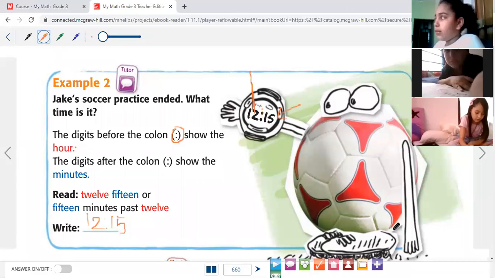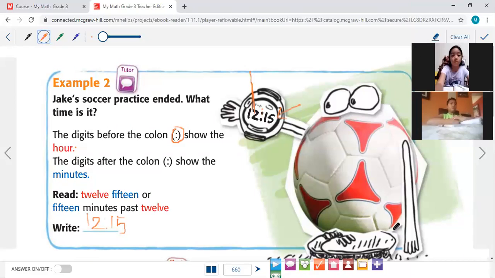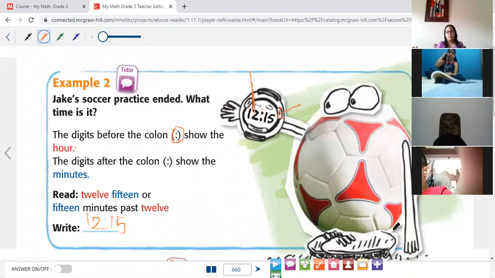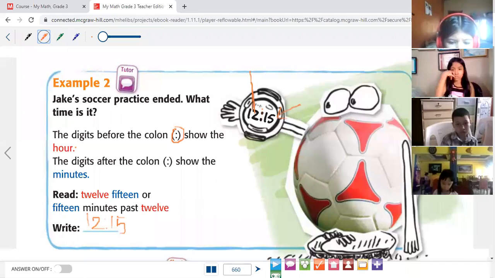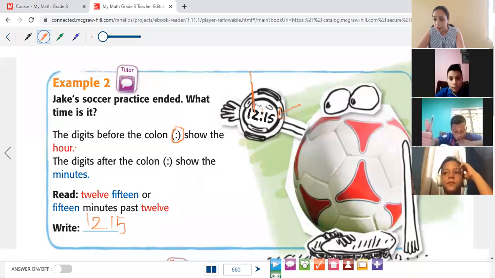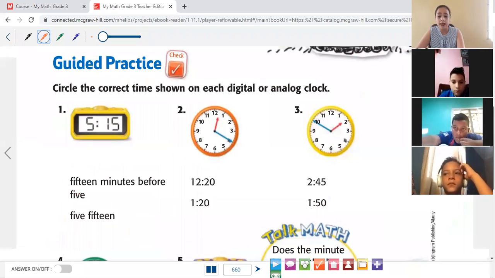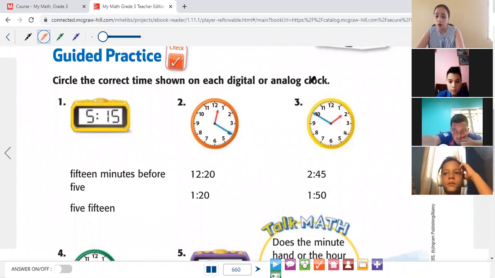12:15. Where's Lucas? Okay. Now, let's start with number 1. Is everyone ready? Now, number 1. Circle the correct time shown on each digital or analog clock. Now, let's do number 1 together.